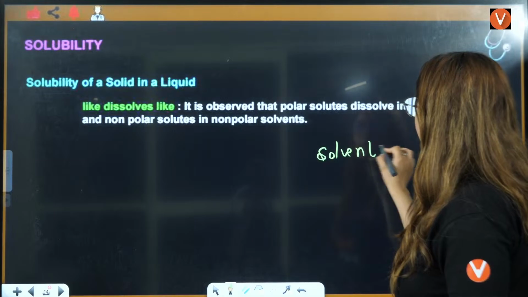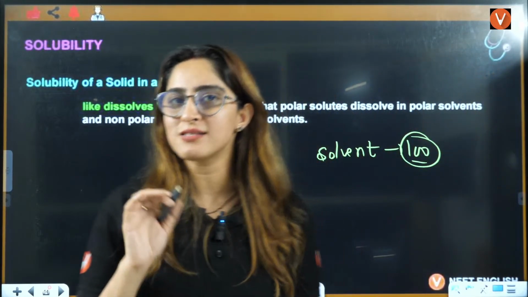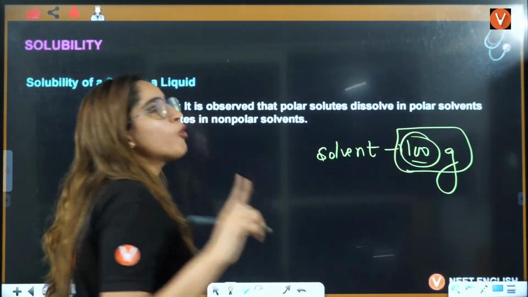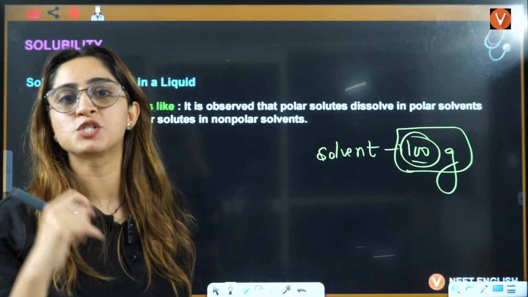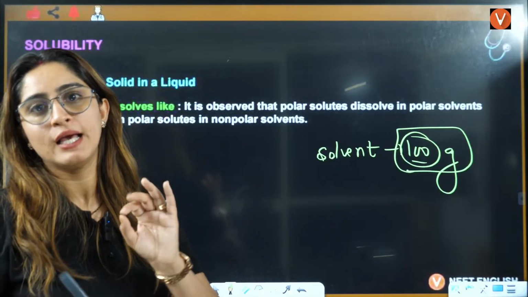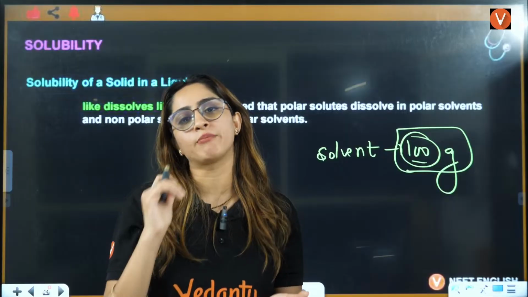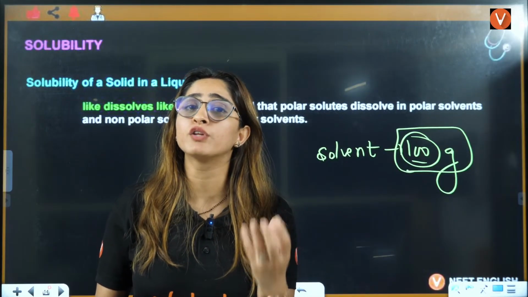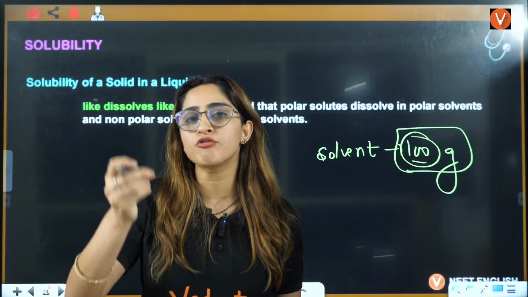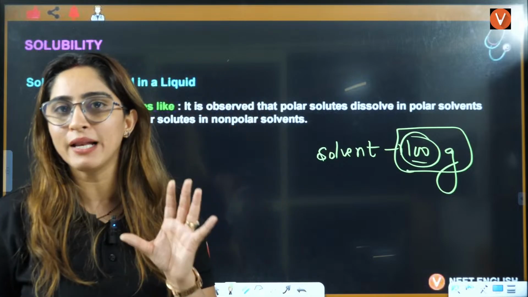We'll fix the solvent as 100 gram, and we will see in 100 grams how much amount of solute is being dissolved. That is called the solubility. In 100 gram of water, how much sugar can be dissolved? That is called the solubility of the sugar in water. In 100 gram of, let's say, milk, how much amount of sugar can be dissolved? That is called the solubility of the sugar in the milk, right?